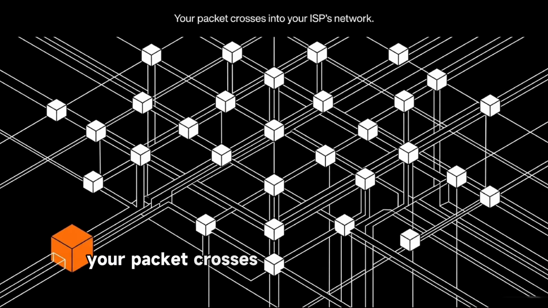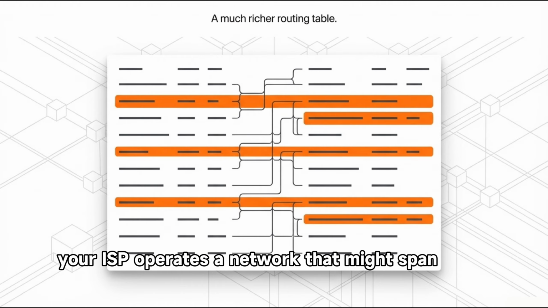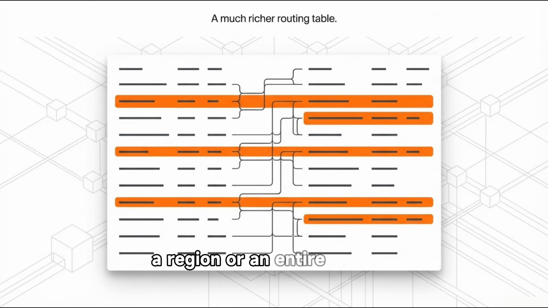Your packet crosses into your ISP's network. Now it's in a different world. Your ISP operates a network that might span a city, a region, or an entire country. They have dozens or hundreds of routers, all running dynamic routing protocols, sharing information with each other about what's reachable through which paths, continuously updating their routing tables as the network changes.